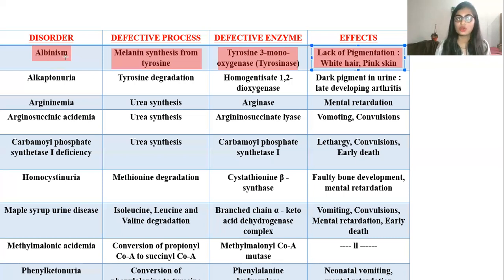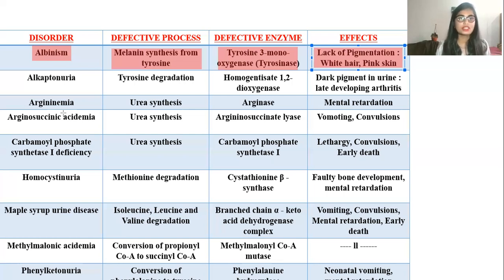So the first disorder is albinism. The defective process is that tyrosine is responsible for the synthesis of melanin. So why is melanin not synthesized? Because of the defect of this enzyme. Which enzyme? Tyrosine 3 monooxygenase, or else tyrosinase. And the effects are lack of pigmentation, that is white hair and also pink skin. African people have very high melanin content. So if a person is black in color, that means that person has a very high melanin pigment.